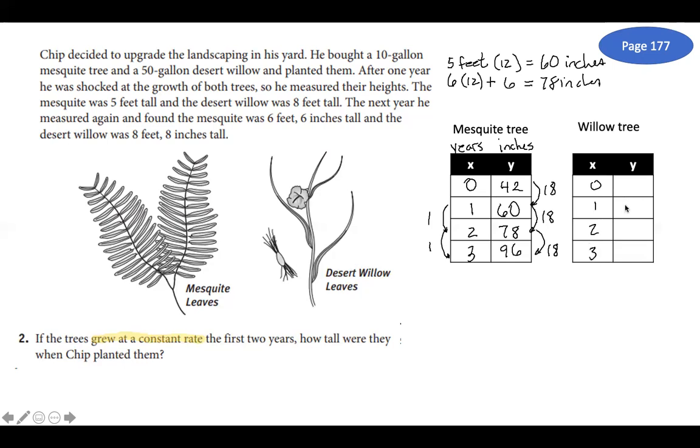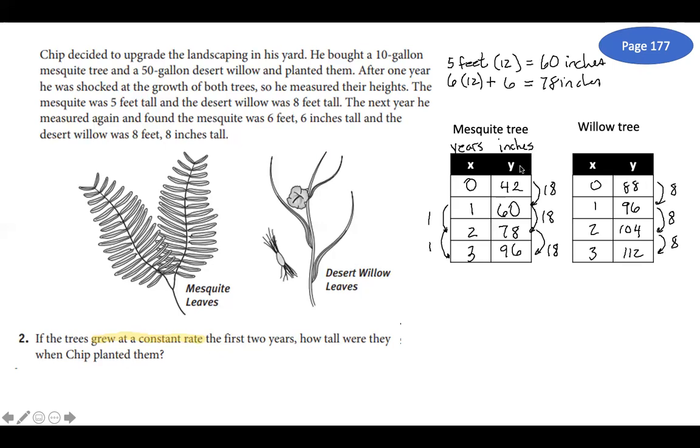If you convert the height of the willow tree into pure inches, for the first one, you should have gotten 96 inches. For the second one, you should have gotten 104. And we can see hopefully that that constant rate is 8. So 8 inches per year is what we are assuming for the willow tree, which means it would have been 88 inches when he bought it. And it's going to be 112 inches in the next year.